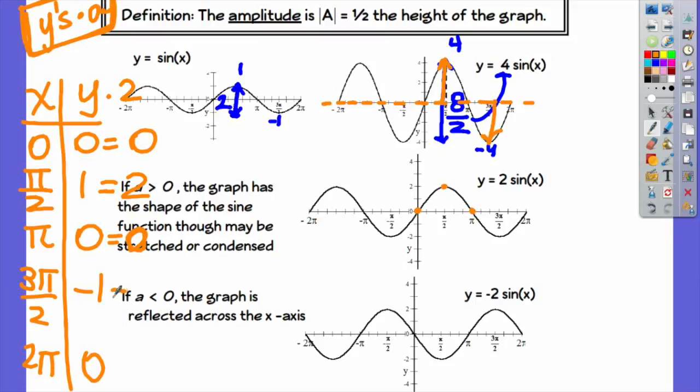Negative 1 times 2? So I'm at 3 pi over 2, negative 2. And there's that point there. 0 times 2? And there you go. That's where those points came from. Okay? You basically are multiplying all of your y's by a. That's how you graph sine with the amplitude. Questions on that?